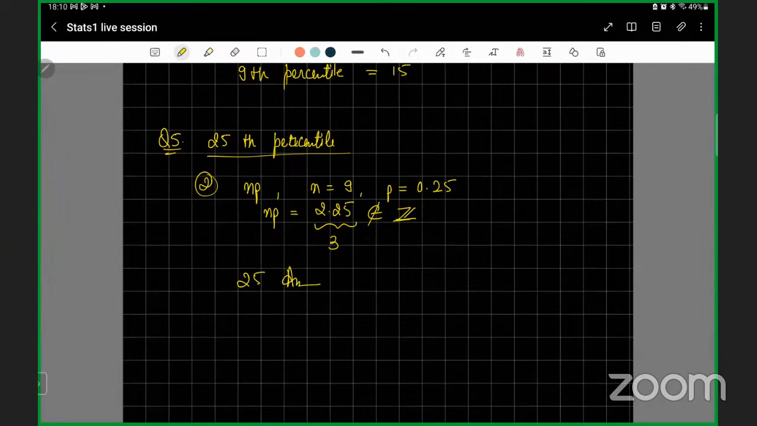Similarly, you find the 70th percentile. The process will be the same. Okay. Thank you, ma'am.